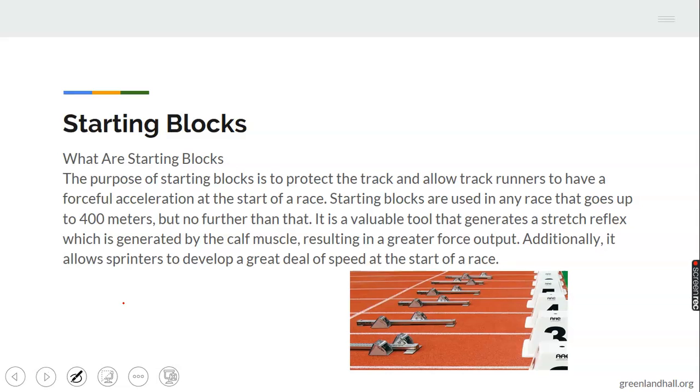You can see the picture on the screen there. Starting blocks are used in any race that goes up to 400 meters, but no further than that.